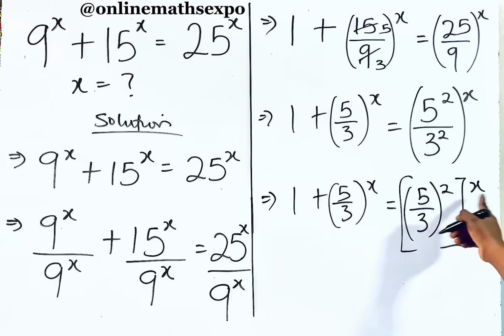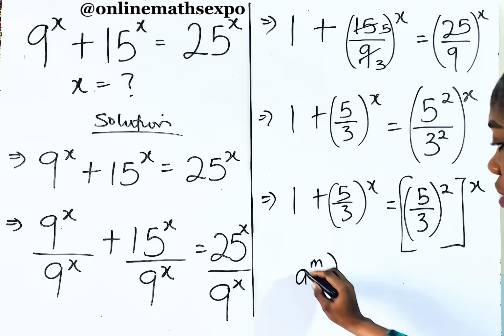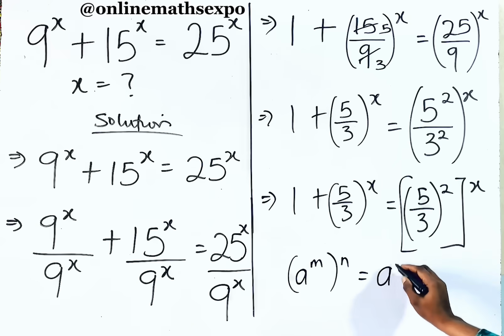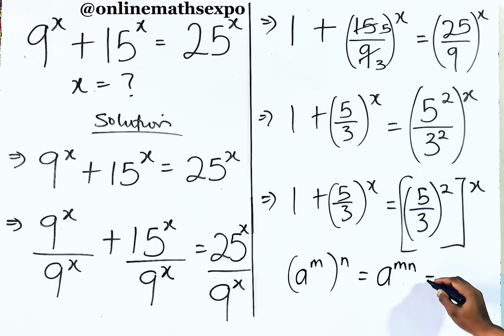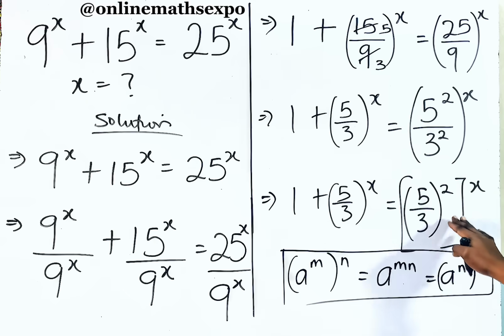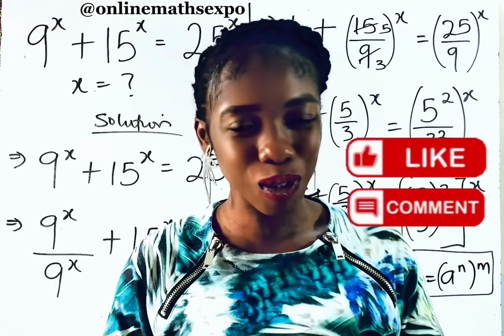At this point, remember, for every a to the power of m raised to the power n, it is always equal to a to the power of mn, which is the same as a to the power of n raised to the power of m. We are going to apply this rule on this part.